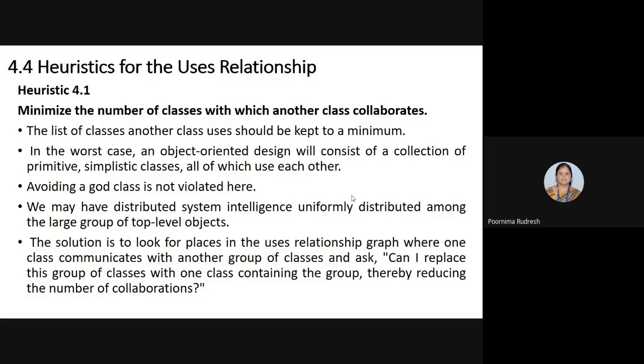When class 1 is interacting with these 3 classes, it leads to 3 collaborations: between class 1 and class 2, class 1 and class 3, and class 1 and class 4. In such cases, we are looking for a solution such that we can group all three classes, class 2, class 3 and class 4, into a single group so that we can minimize the number of collaborations from 3 to 1.